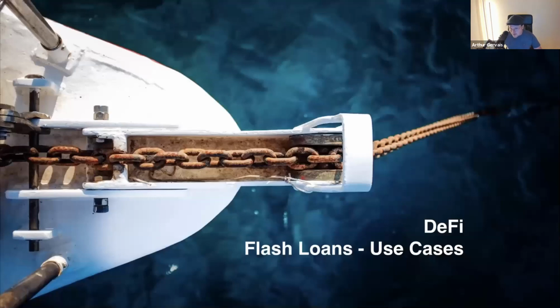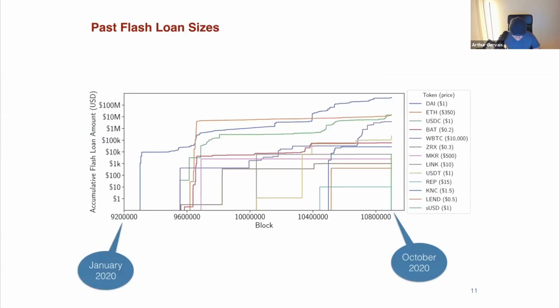So why flash loans? Where are these actually useful? If we look at the past history, we can differentiate which flash loans are taken according to the token price, and we can see that DAI seems to be the most popular asset that's being lent out. We looked between January and October 2020. You can see here the accumulative US dollar amount that was taken out in terms of flash loans for the DAI coin, and then you can see there are many other tokens.